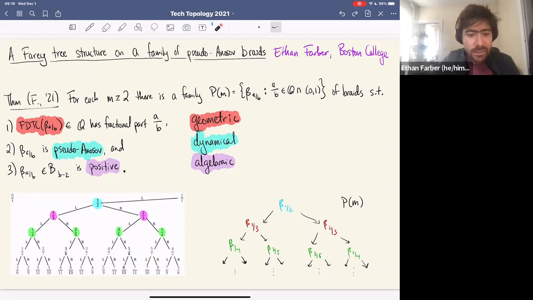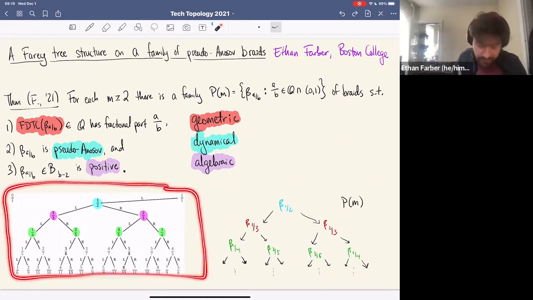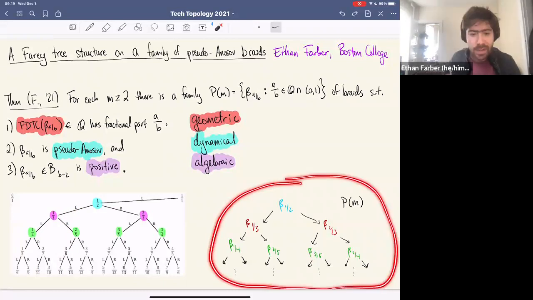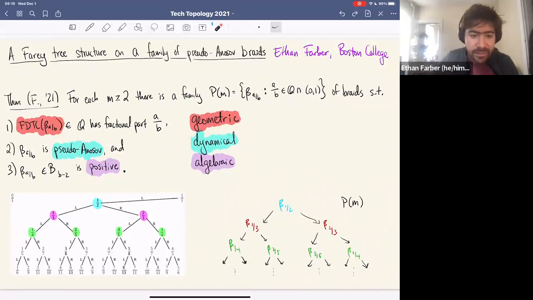And what I'd really like for all of us to come away from this talk with is the following image. So here on the left is a picture of the Farey tree. It's a tree whose vertices are the rational numbers in the open unit interval, and they are connected to each other by edges in some combinatorial way. And on the right, I've drawn P of m in a very suggestive way. P of m, in fact, carries this same structure. And I'll say a few more words about that in a second.